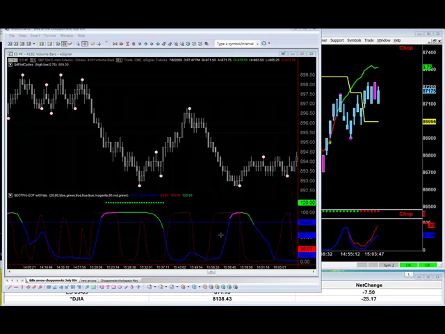Here's another example where we've come down off of a move. This indicator comes up to the top indicating, okay, the trend may be over, may be over, may be over. Okay, it's over. The blue line looks at longer term moves in the market, the longer term cycles. The red dotted line looks at the shorter term cycles, the shorter moves within the long moves.